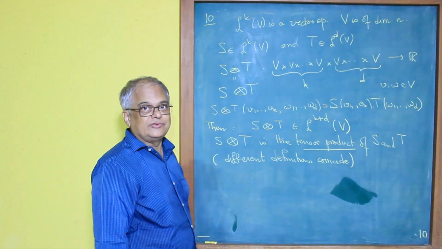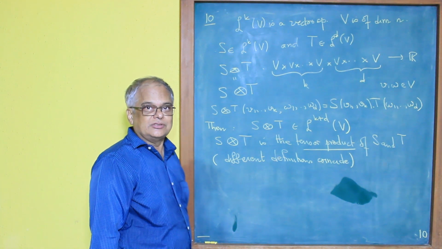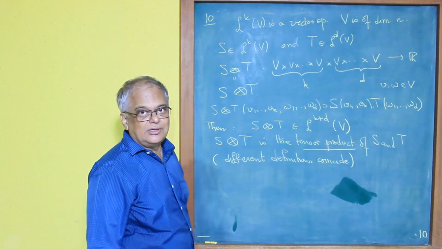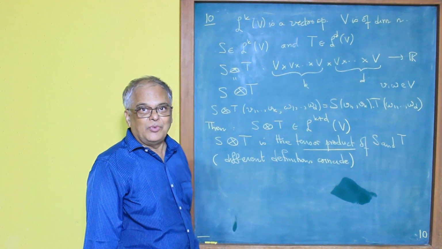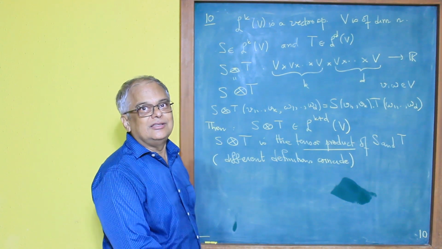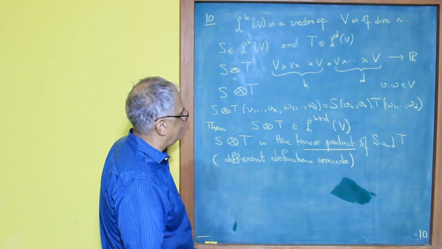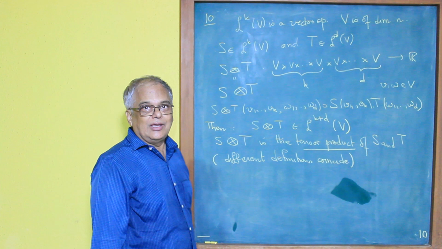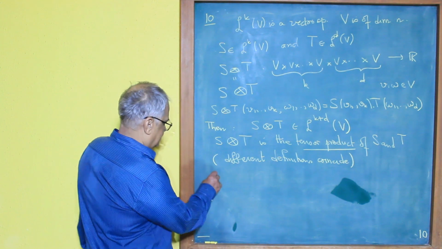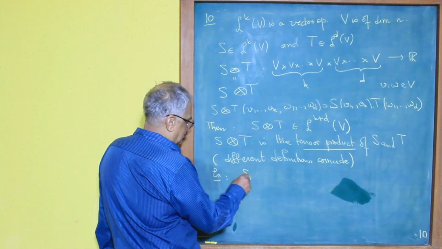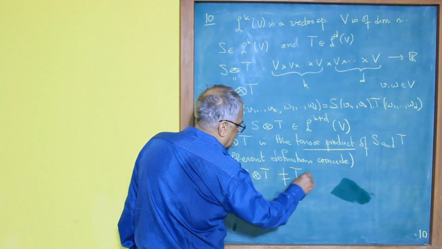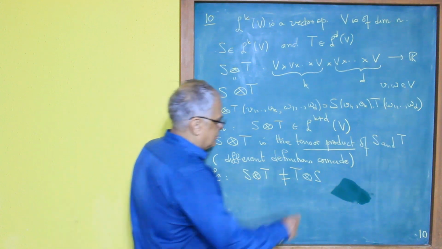You will come across tensor products in commutative algebra. You'll come across it when you're doing different kinds of modules, tensor product of modules, tensor product of algebras. But the definition that I have given here coincides with those definitions in the setting that we have. Notice that S tensor T is not the same as T tensor S. Give an example.